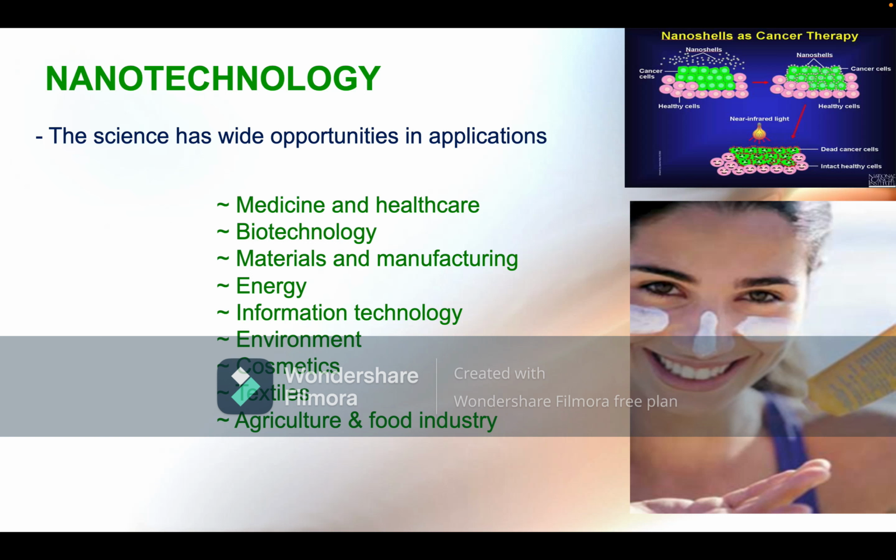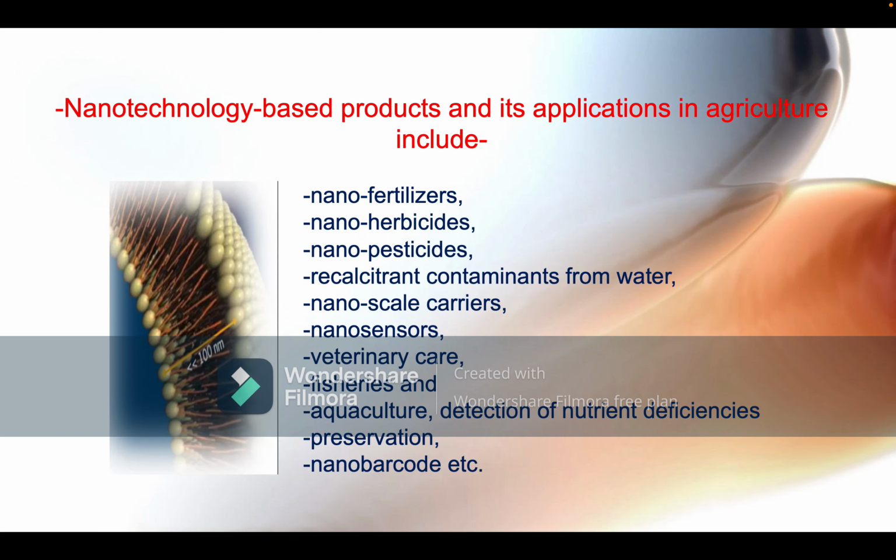In today's world, the science has wide opportunity in application, from medicines and healthcare to biotechnology to materials and manufacturing, energy, information technology, environment, cosmetics, textiles, as well as agriculture and food industry. You will be surprised to know that in agriculture a number of nanotechnology based products are available, which includes nanofertilizer, nanoherbicide, nanopesticide, removal of recalcitrant contaminants from water, nanoscale carriers, nanosensors, veterinary care, fisheries, aquaculture, detection of nutrient deficiency, preservation, nanobarcode, and many more.